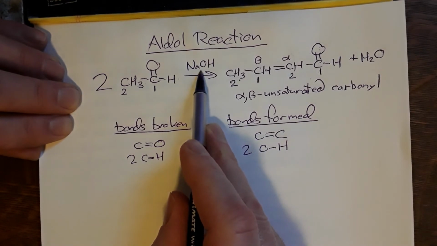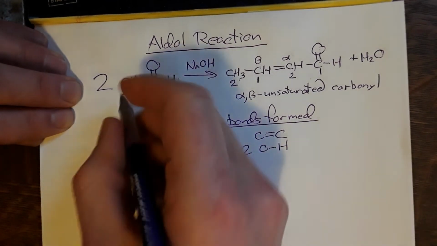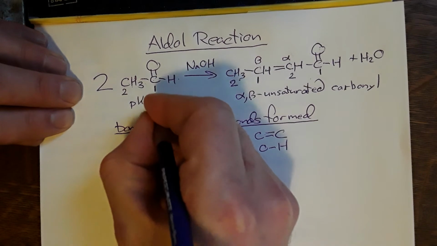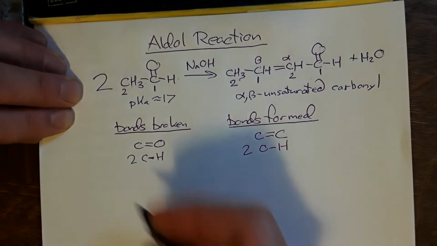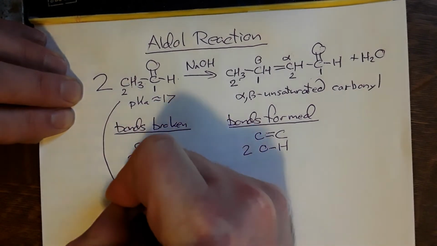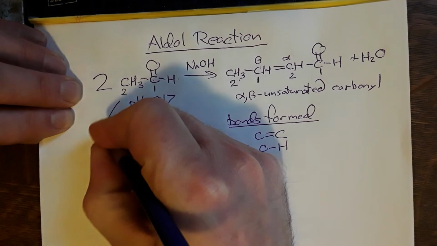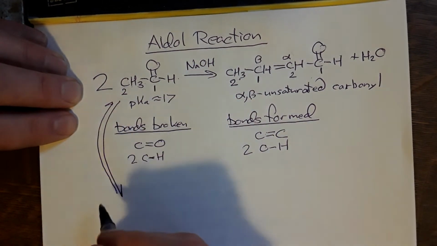Here we have a base and we have acidic hydrogens. These are not particularly acidic, pKa approximately 17. So what will happen is that there will be some sort of equilibrium going on here. It's not going to completely deprotonate it, but some of these molecules will deprotonate.